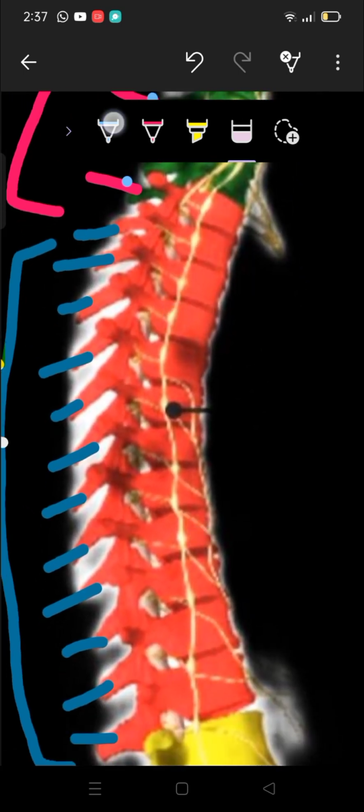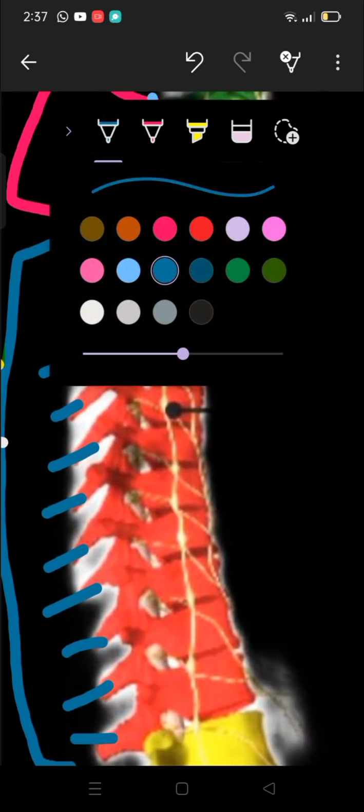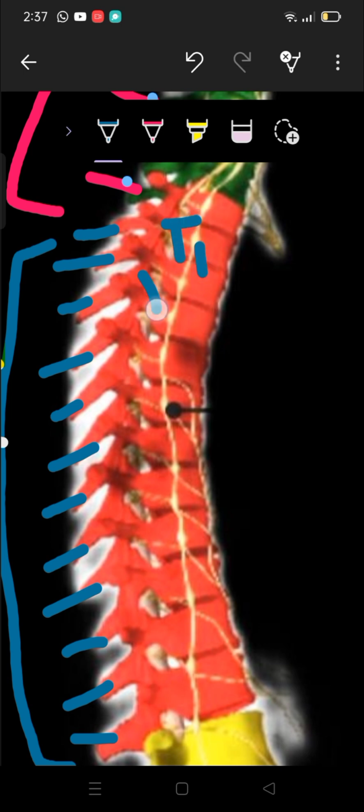Then we have thoracic vertebrae. So I can write like this as well. T1, T2, T is representing the thoracic here. Alright, then T3. So I am telling you this verbally now.